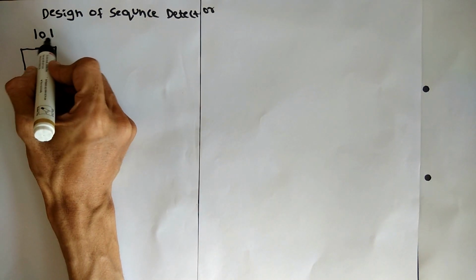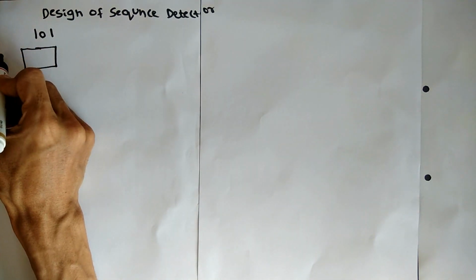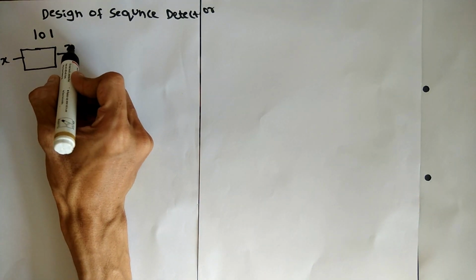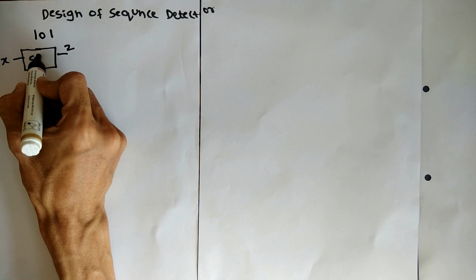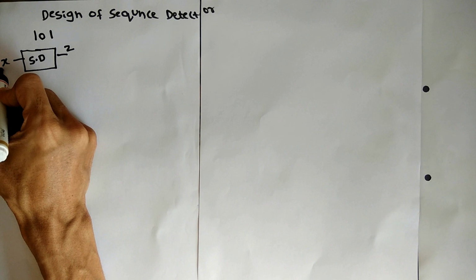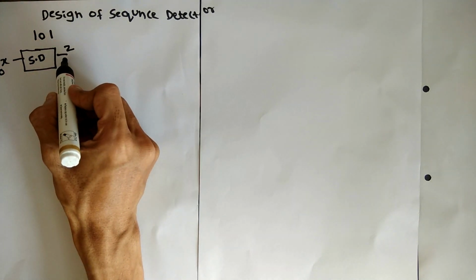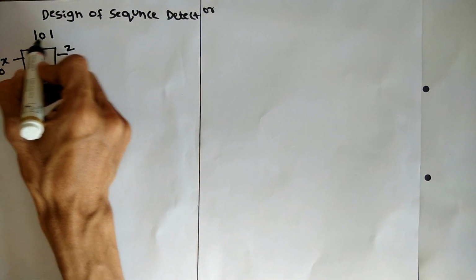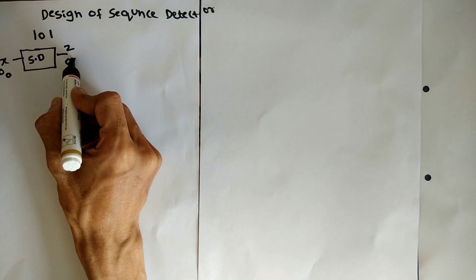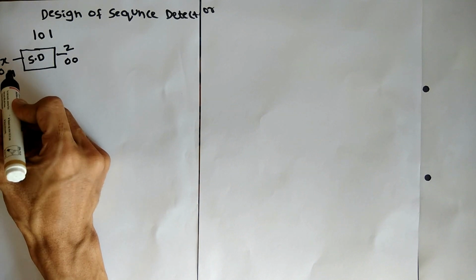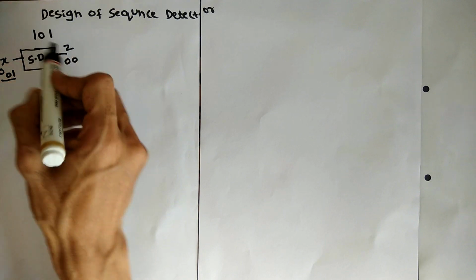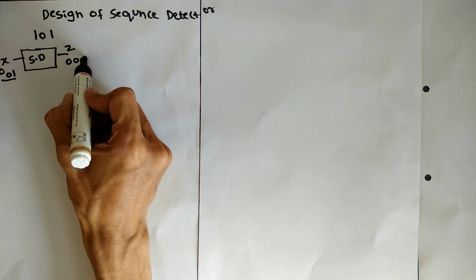Let's discuss the sequence 101. Suppose we are giving input X and taking output from Z, and we are designing a circuit which can detect the sequence 101. If you give first input 0, obviously Z is 0 because it is not the sequence. Then if you give one more 0, again it is not the sequence, so 0. If you give 1, it will take the last 3 bits, so 001. 001 is not the sequence, so it is again 0 here.